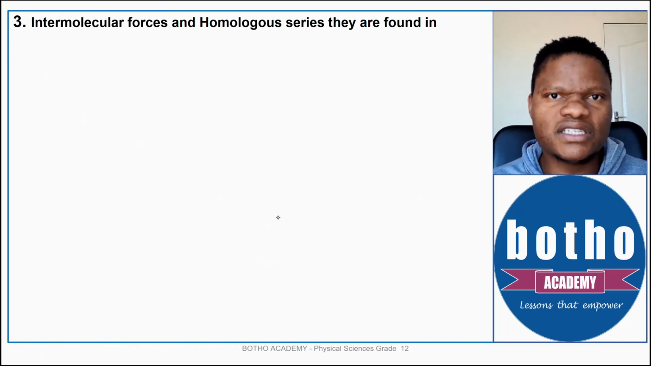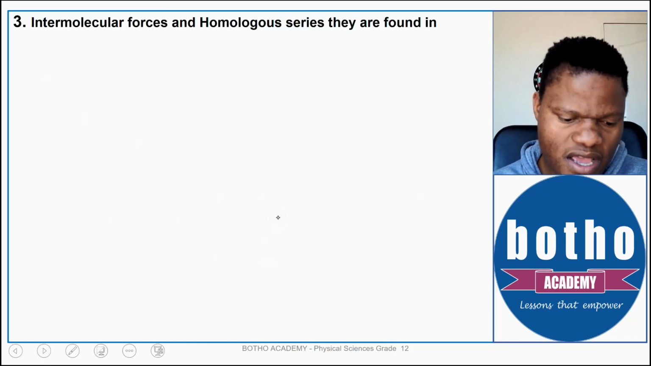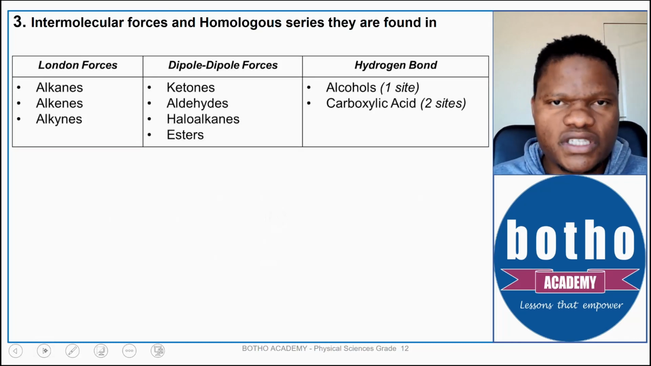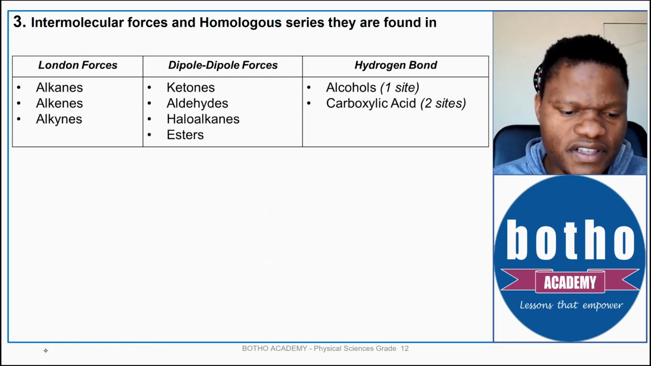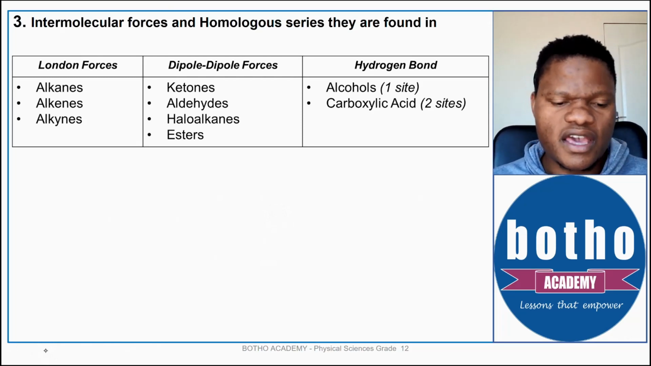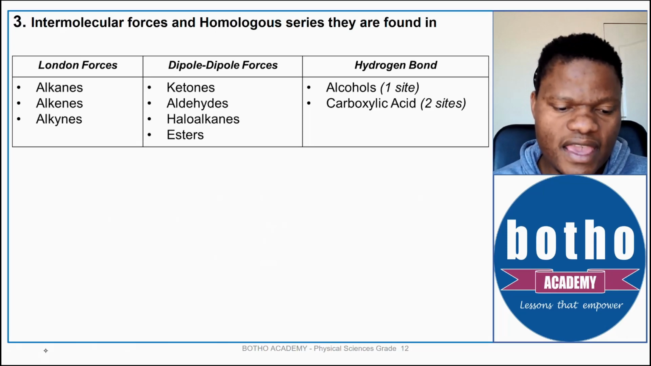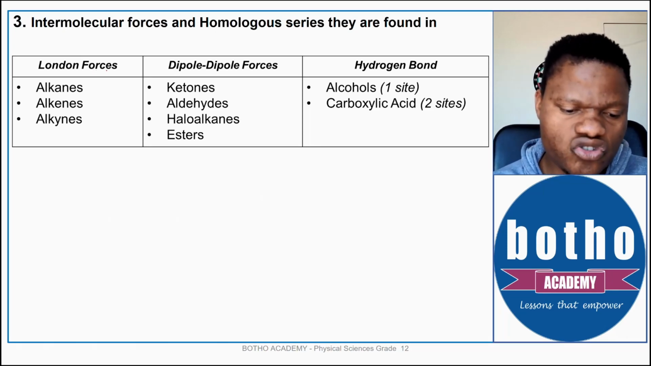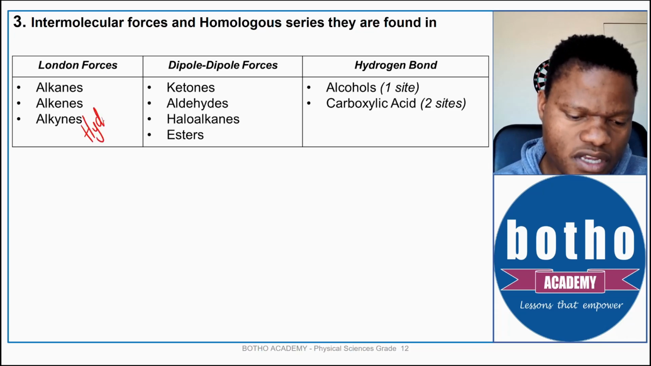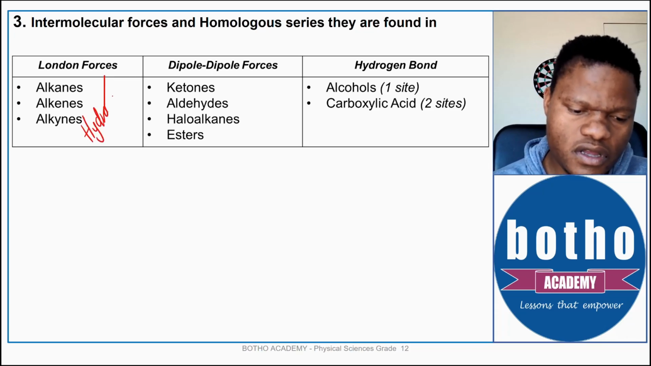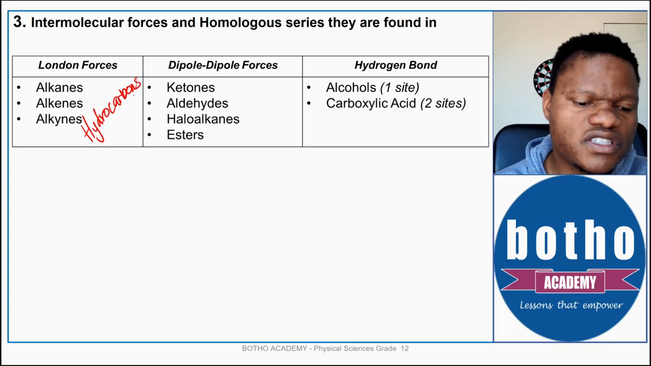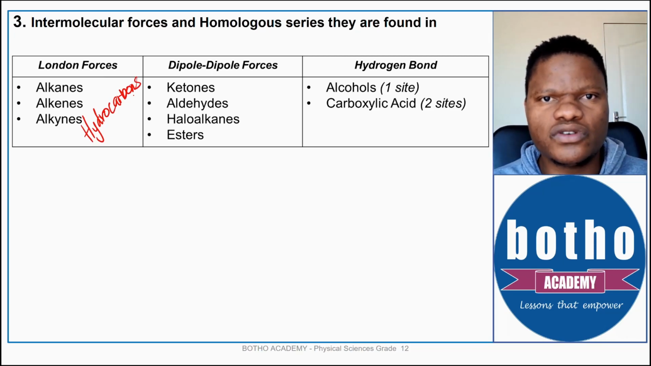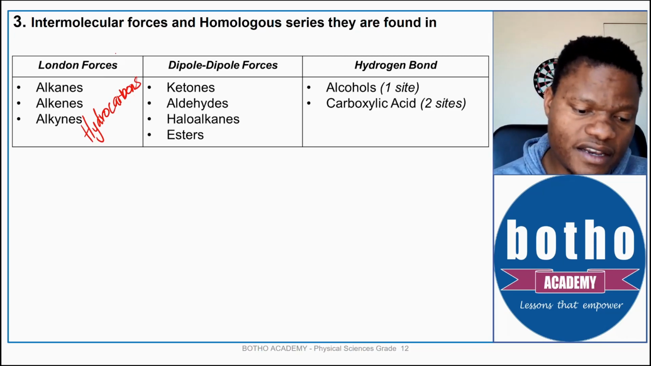All right, now in this slide I want us to look at the homologous series and which intermolecular forces are present in those homologous series. Firstly, we have a table here. We are looking at the different homologous series. As we can see, these are what we call the hydrocarbons. Okay, in the hydrocarbons, the only type of intermolecular forces present are the London forces.